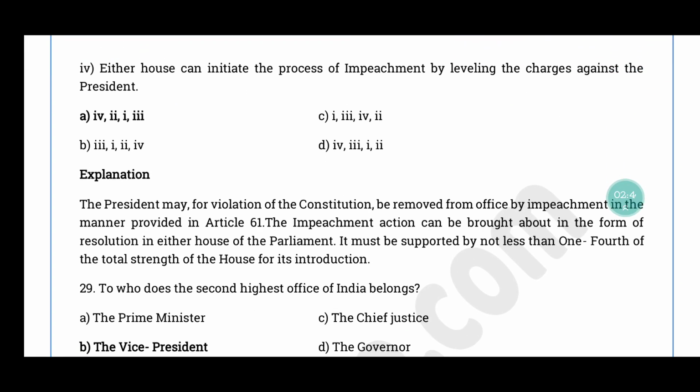The president for violation of constitution can be removed from the office by impeachment in the manner provided by the Article 67 னு சொல்லலாம். இந்த impeachment action can be brought in the form of resolution in either houses of the parliament and it must be supported எவ்வளோனா 1/4 of the total strength of house for its introduction.